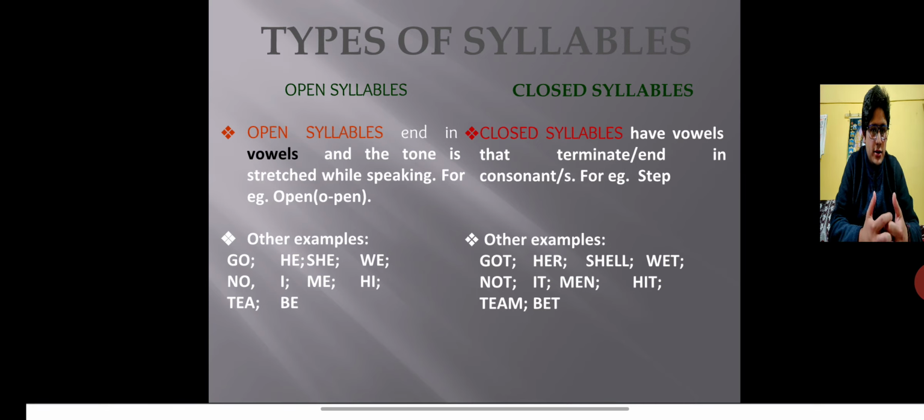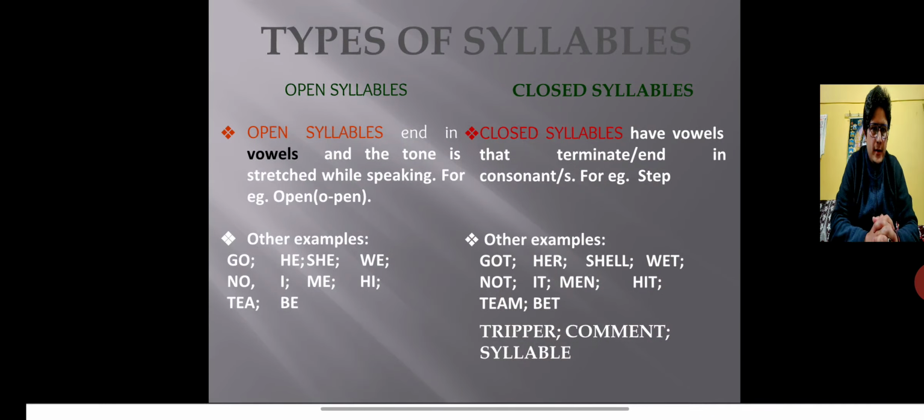Her, shell, wet, not, it, men, met for that matter, hit, him, team, teach, teak, then B becomes bet. So these are closed syllables. Briefing you again, open syllables are syllables that end in vowel sounds, whereas closed syllables are syllables that terminate in consonant sounds.